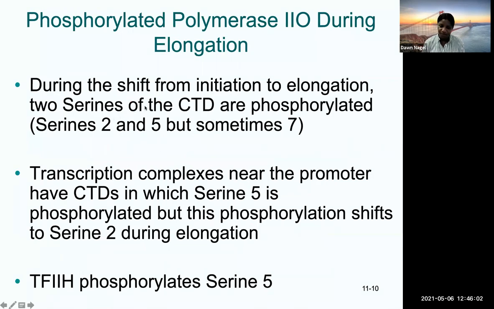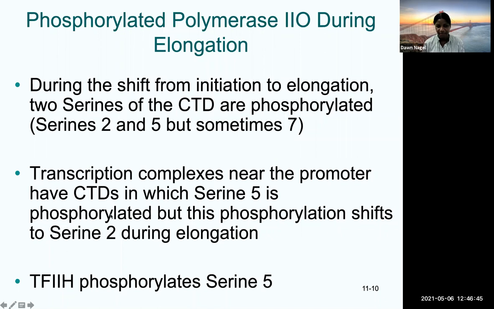During the shift from initiation to elongation, in addition to serine 5, that initial serine that gets phosphorylated, serine 2 is also phosphorylated, and sometimes serine 7 can be phosphorylated. It really depends on the promoter, right? So transcription complexes near the promoter that have a C-terminal domain will have this serine 5 get phosphorylated. After the initiation, once the polymerase starts elongating, the serine 2 will then become phosphorylated, okay?